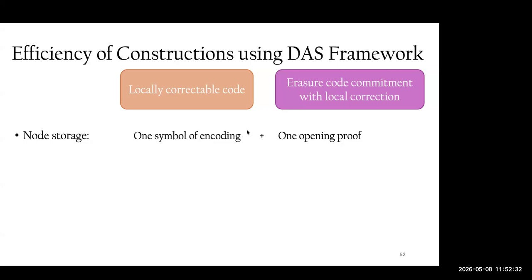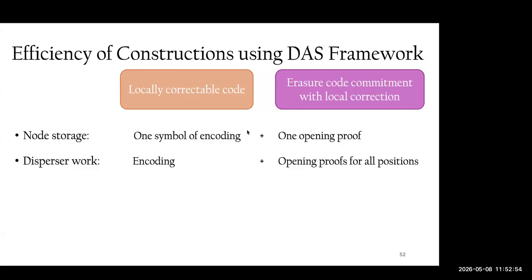To do that, let's analyze the metrics that we saw before. How do they depend on the choice of the code and the commitment? For example, node storage: in the framework, every node will store one symbol of your encoding plus one opening proof. So if I want small node storage, then my commitment scheme should have small opening proofs.